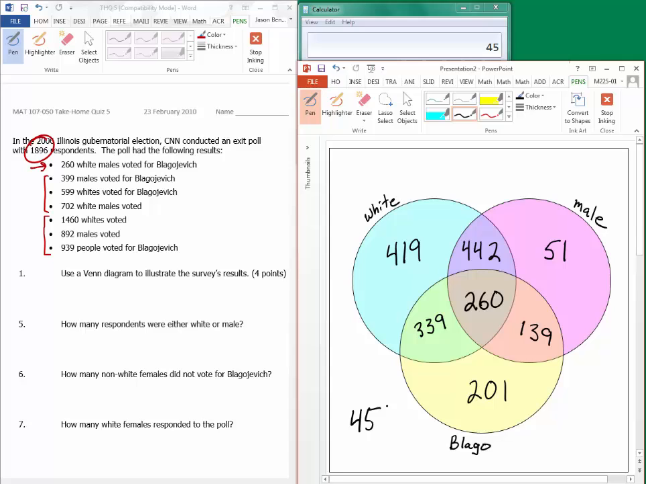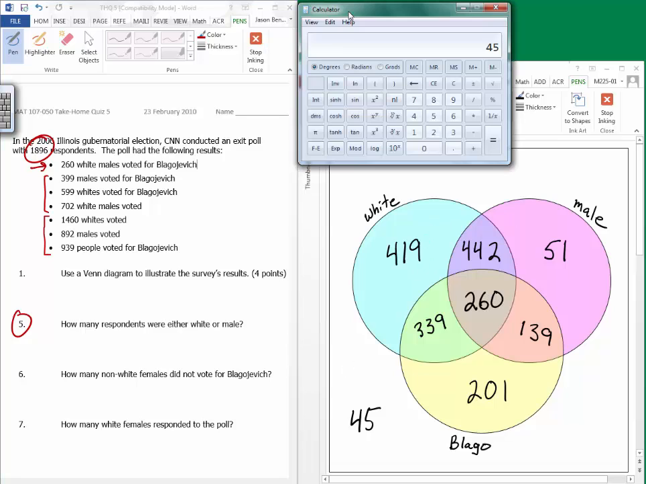So this is the Venn diagram that represents the data from this survey. And I can use this to easily answer any question about the problem. So here are my questions. Number 5. How many respondents were either white or male? Well, that's everything in the cyan area or the magenta area. So I can either add up these 6 numbers and get 1,650.